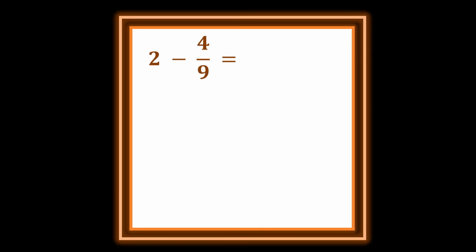2 take away 4/9. I write 2 take away 4/9. And now I have to add my zeros. I'm going to put a 0 here for a placeholder. And then how many ninths do I have up top? 0/9. So I've set up my subtraction problem.